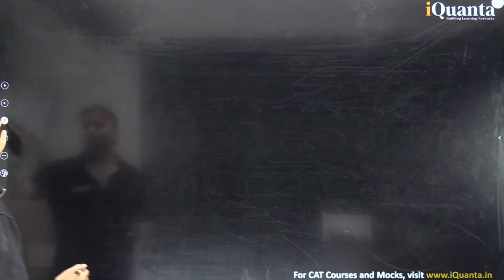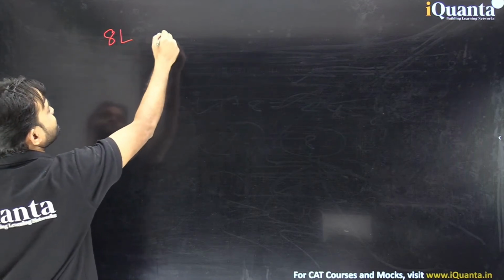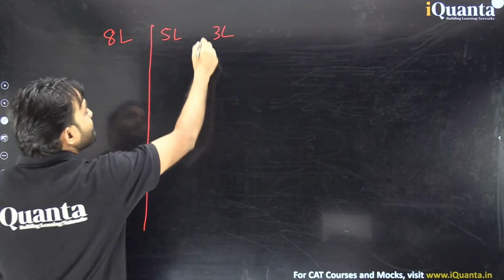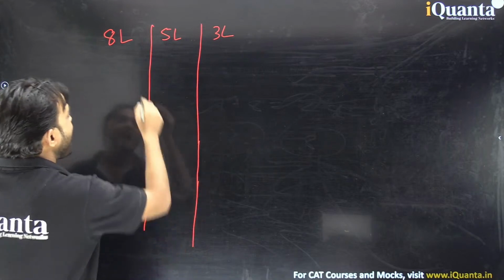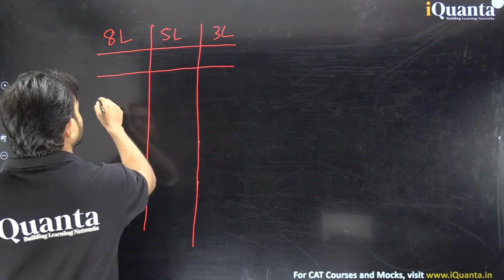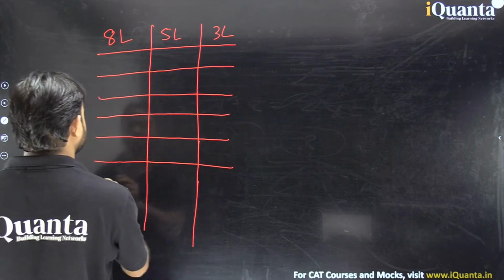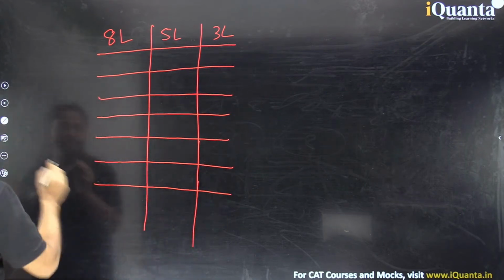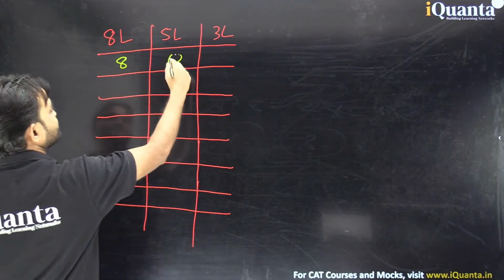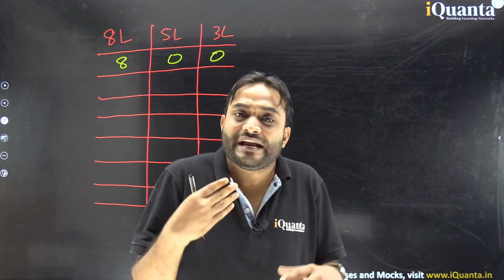Now let's see, what do we know? We have a bucket of 8 liter, then 5 liter and then 3 liter. How do we start with this? So the 8 liter is full. Initially it was 8, 0, 0, right? What can we do here? What should be our next process?